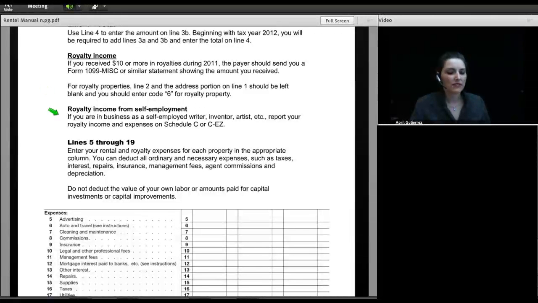Now, if you received royalty income as a self-employed writer, artist, inventor, you report your royalty income and expenses on Schedule C or CEZ. So one of the better examples I have, I seem to have a number of clients who are musicians. They sing songs, they sell their songs, they get money from the songs, or they produce an album and they're getting money from the album. Those are examples of royalty payments. They do not belong on Schedule E. They belong on Schedule C as self-employment.